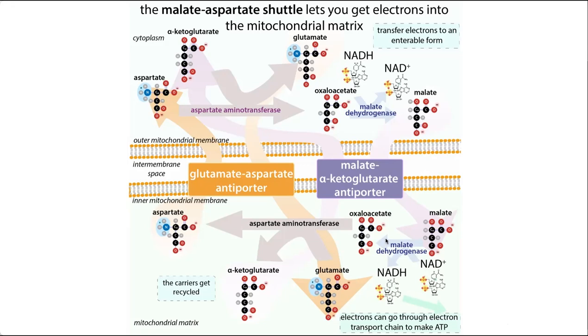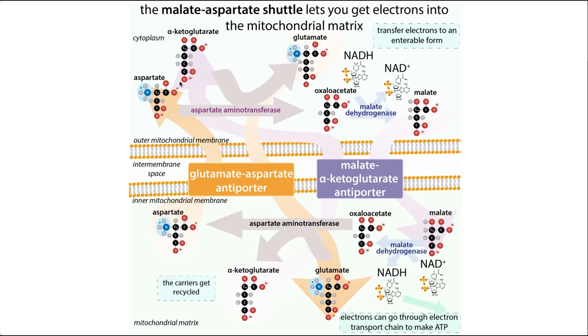The rest of this complicated stuff is just to regenerate things. So we have to basically reverse everything that we did on the cytoplasmic side. We have to reverse it on the matrix side in order to keep things going, and then we just have a transporter that can swap things back. So we have our aspartate amino transferase. It's going to take that oxaloacetate that we just made, and take glutamate and do that swap to give us alpha-ketoglutarate and aspartate.